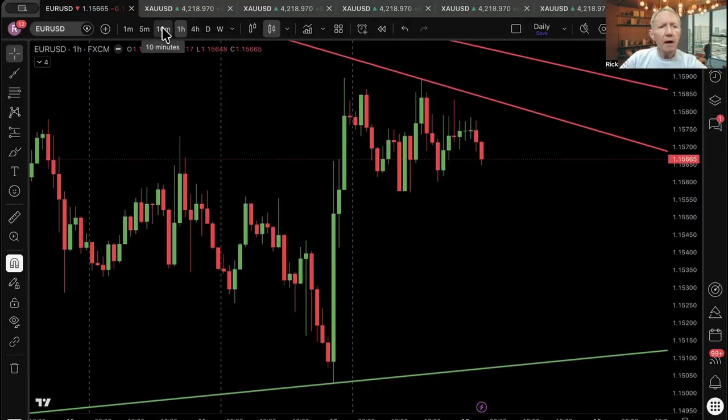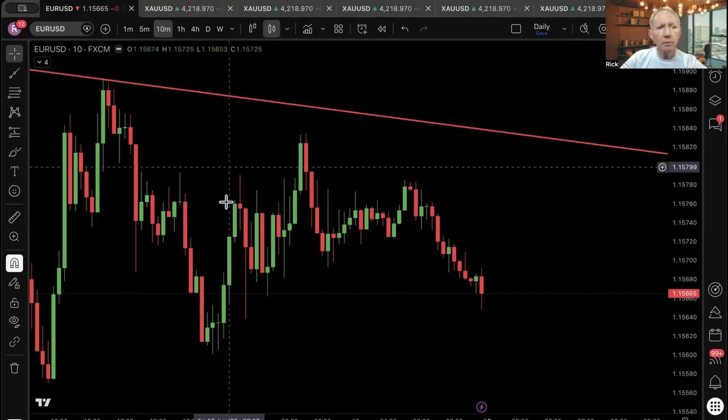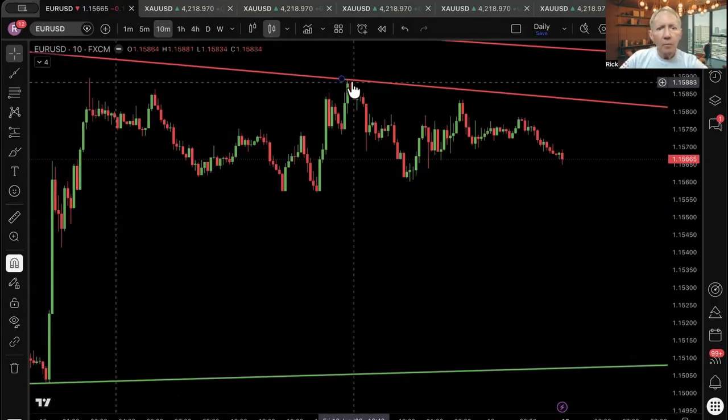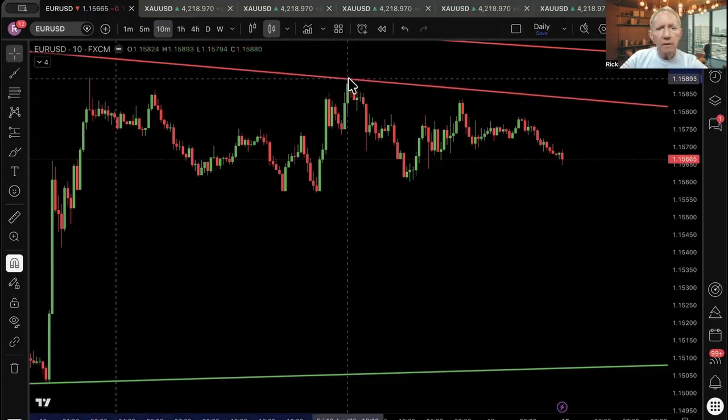Now, for me, I trade on the 10-minute chart. You can use these on any time frame you want. Some people trade on the 5-minute. I've heard some people trade on the 1-minute. Just adjust that one a little bit.